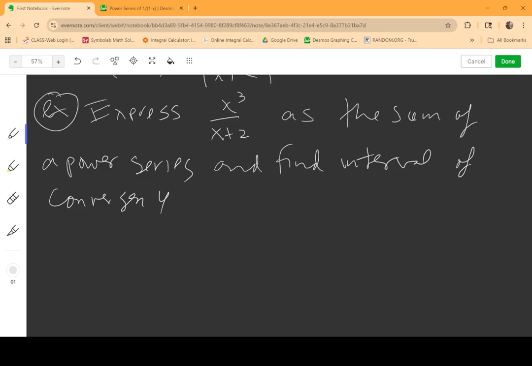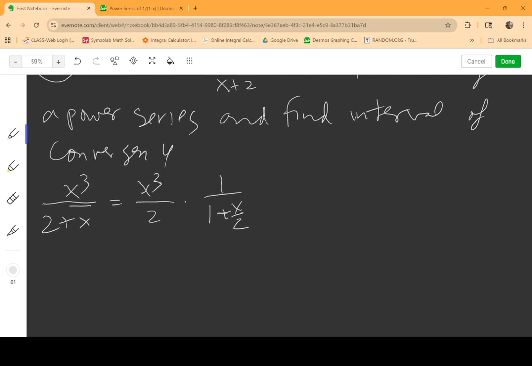Okay, so we'll start again trying to pattern match here. So we have x cubed over, and I'll write it as 2 plus x. So I'm going to write this x cubed, and from the bottom, I'm going to factor out a 2. So 1 over 1 plus x over 2. And again, I just want to match it up with my geometric series that I have up here: 1 minus negative x over 2.